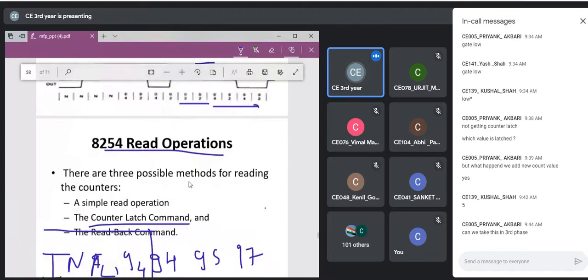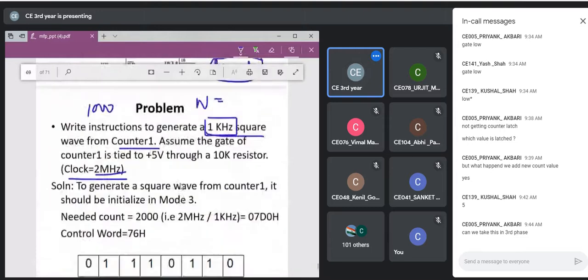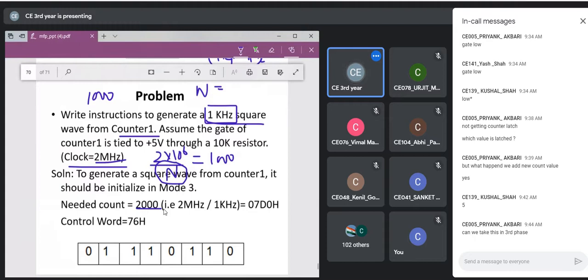Now, if you use that equation here, I want to generate a signal frequency of 1 kilohertz, that is 1000 pulses in a second. How many pulses in a second am I having for the clock? 2 into 10⁶ pulses in a second in the clock. So what should my count be such that this holds true? In that way you can find your count, and that count will be 2000. If you divide by 2000, it will become 1000, right?